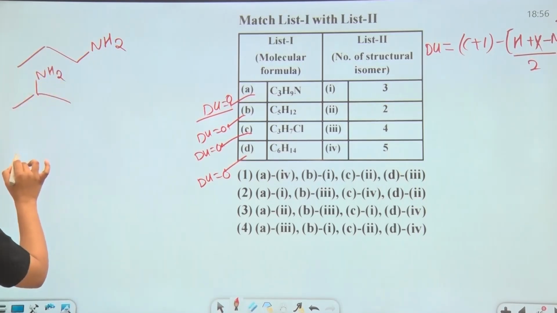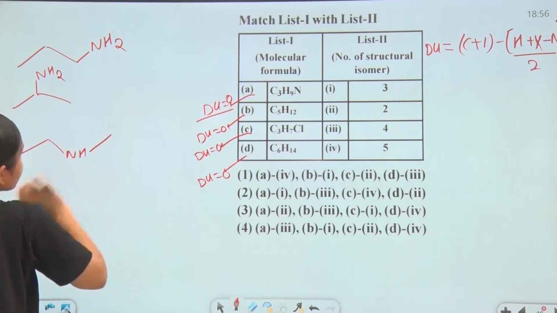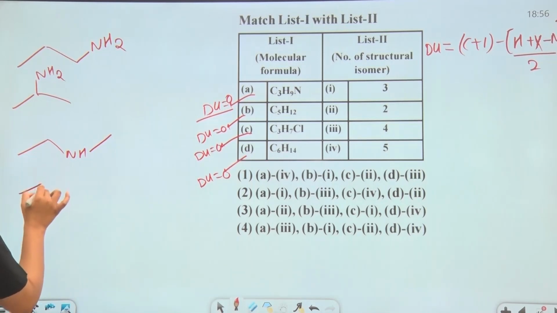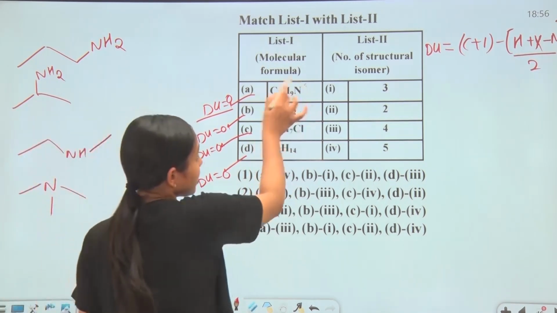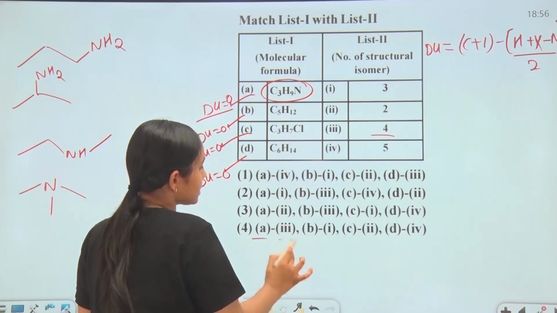Next will be secondary amine, and the next will be tertiary amine. So now student, you can see that by using this molecular formula, we can draw 4 structural isomers, that means A is matched with third.